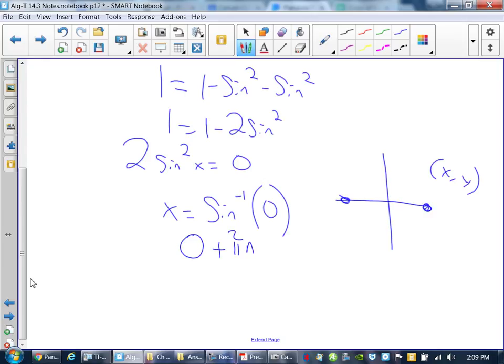Is it okay if I write it as 0 plus pi n, or what if I just wrote pi n? Is that the same thing? Yes, same thing. It just looks weird because you're used to having something out front, but it means the same thing.